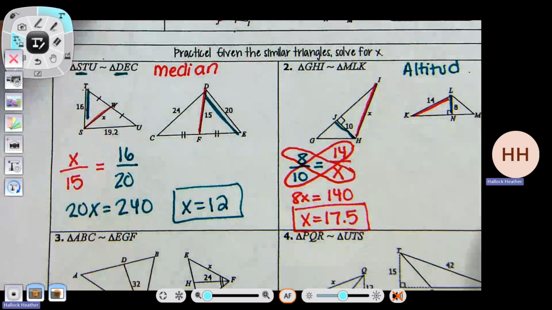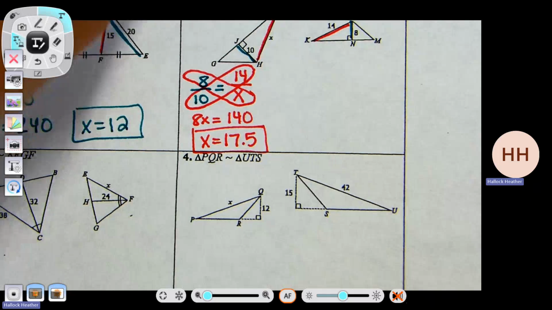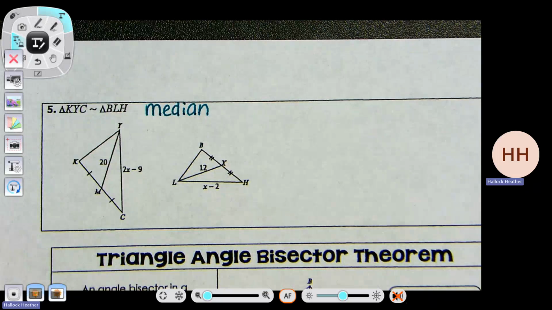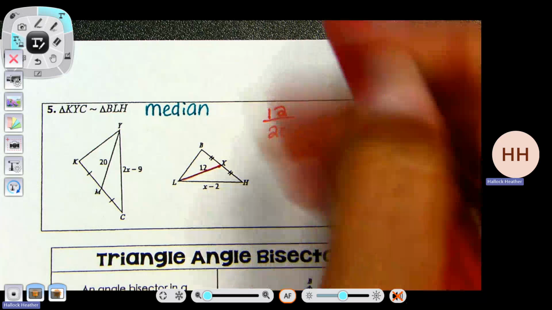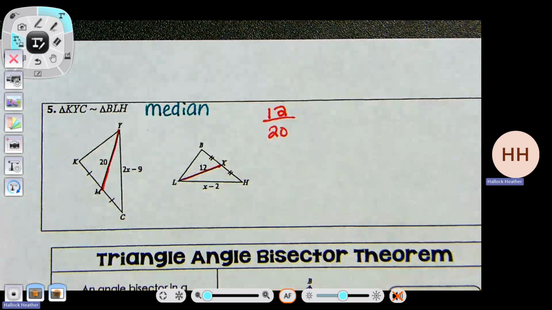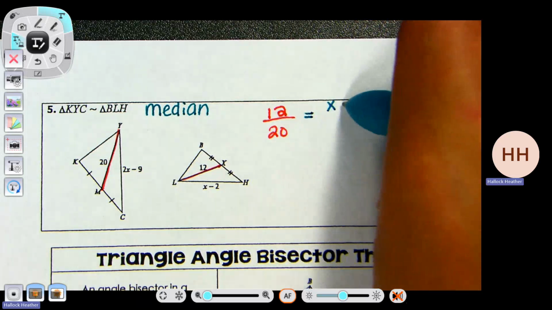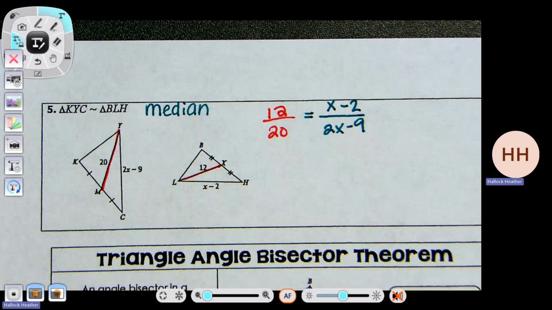Okay, let's make it a little bit harder. Let's go to number 5. 5 is the same thing. So 5, let's look, is this a median, an angle bisector, or an altitude? Median. What is the median on the small triangle? 12, and 12 matches with what? 20, because they're both on the inside. Okay, now I'm doing small over big to match. So what has to go in the numerator? Perfect. And now we're going to cross multiply and we're going to have to distribute.